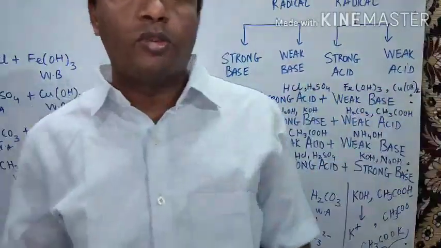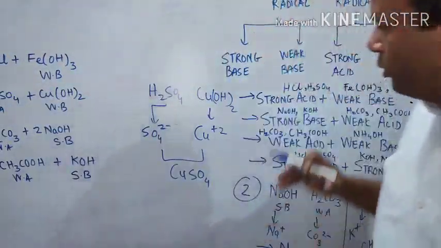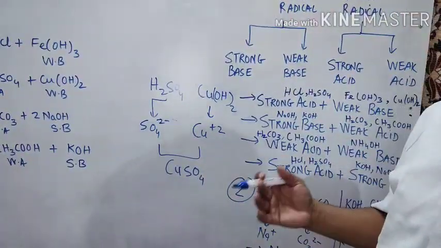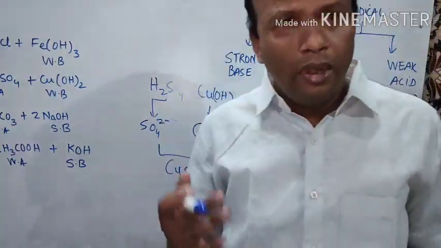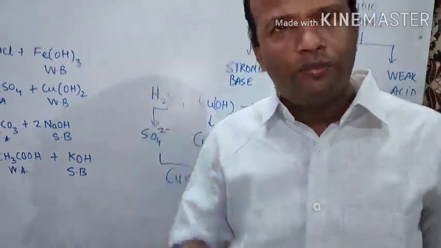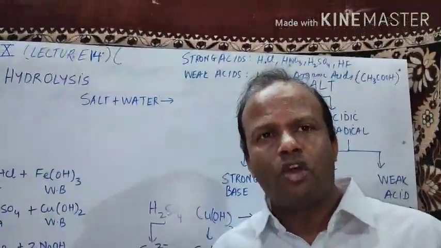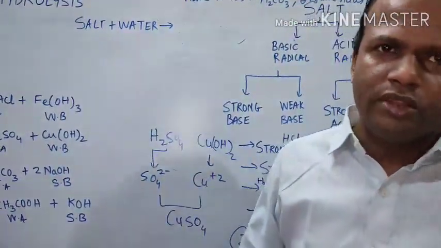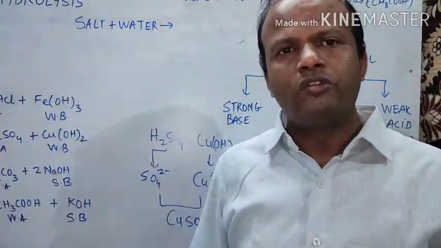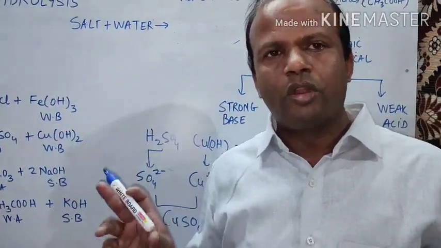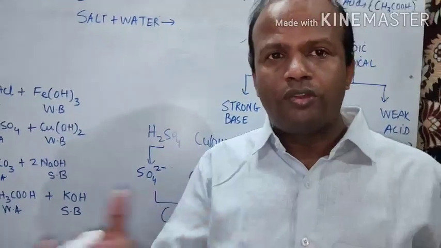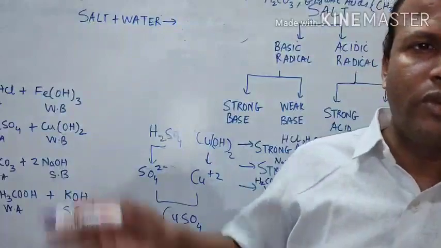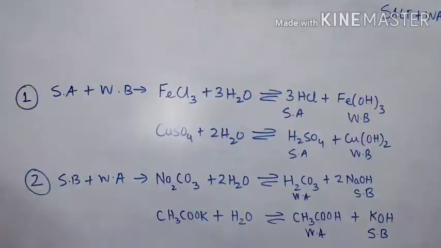So these are the four types of salt you will get. Now, when these four types of salts react with water, they will give acid and base. If that particular product contains a strong acid, the whole solution will be acidic. If it contains a strong base, the whole solution will be basic or alkaline. If it contains both strong acid and strong base, there will be a neutral solution. So let us see one by one all the four examples.